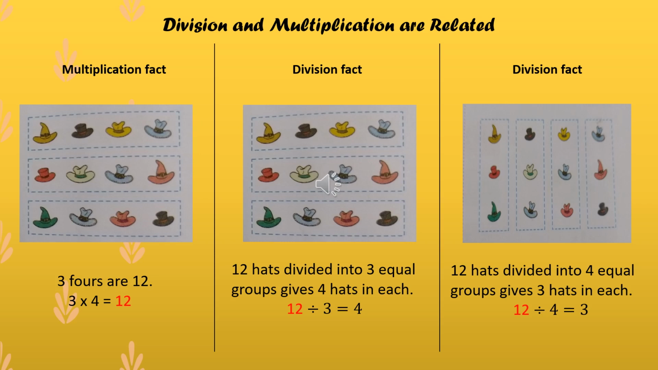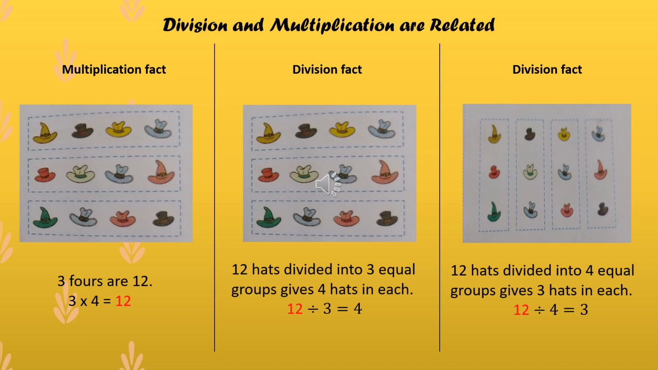Now these 12 hats we have divided into 4 equal groups. Just before that we divided into 3 equal groups and now we are dividing into 4 equal groups. So when we are dividing into 4 equal groups, how many hats are there in each group? Yes, 3 hats. It's very clearly seen that 3 hats are there in each group.